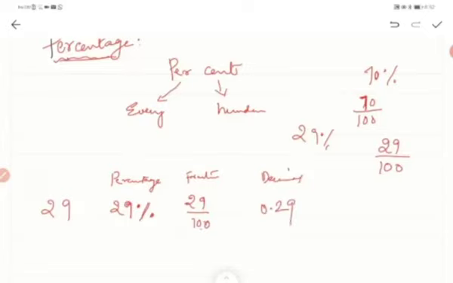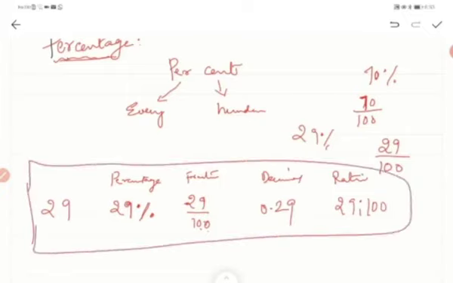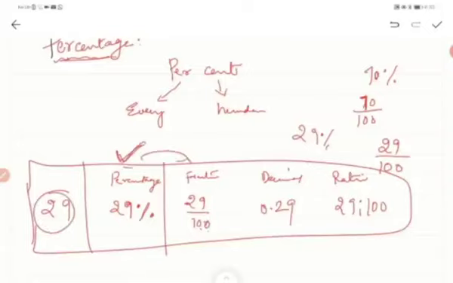So I will place the point after 2, before 2. And if I want to keep it in the form of ratio, it is 29 is to 100, isn't it? So this is how you represent a number in different forms. From percentage you can convert to fraction, from fraction to decimal, and ratio.